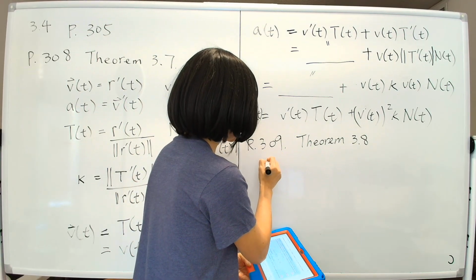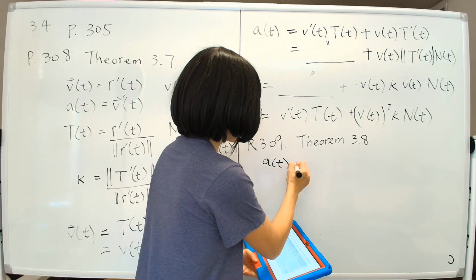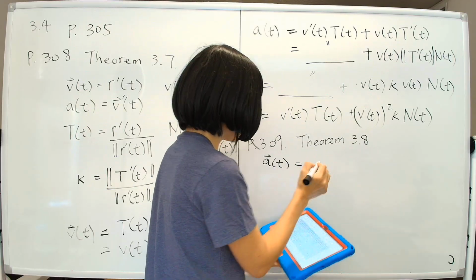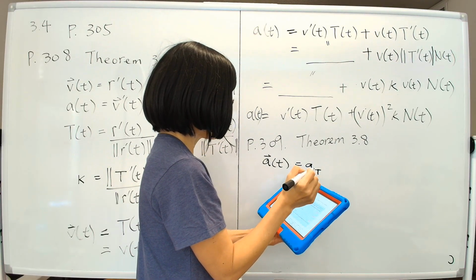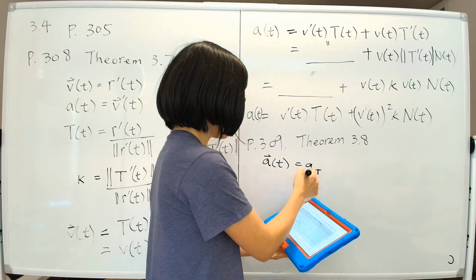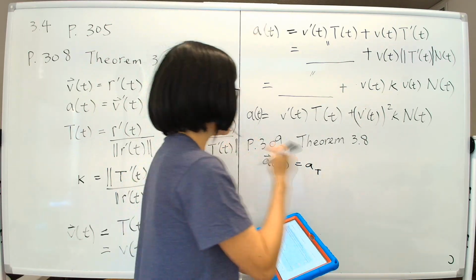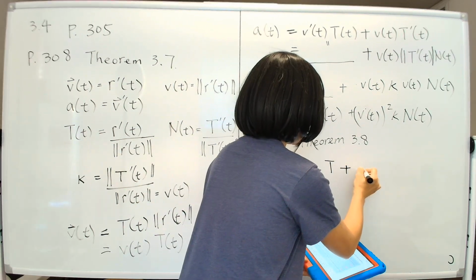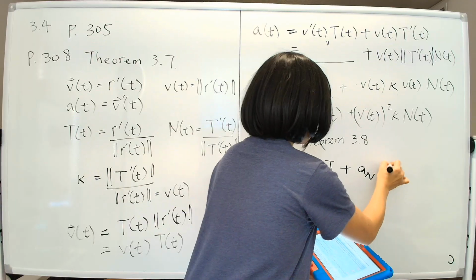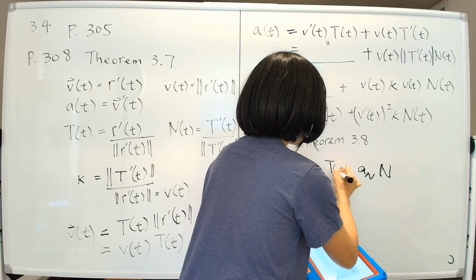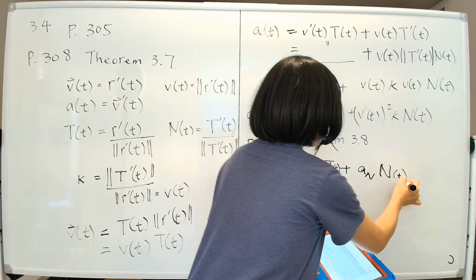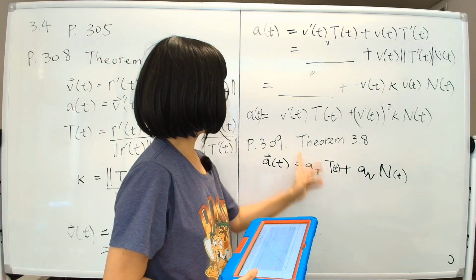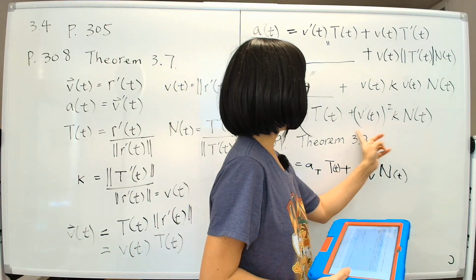So acceleration A of t equals a_T, which is just a number, times T of t, plus a_N times N of t, where N is the normal vector. There's a small t there. So A equals a_T and a_N, where a_T is that thing and a_N is that thing right here, the whole bit.